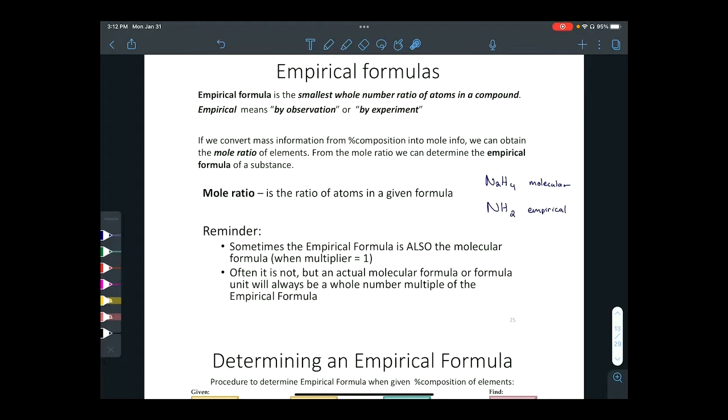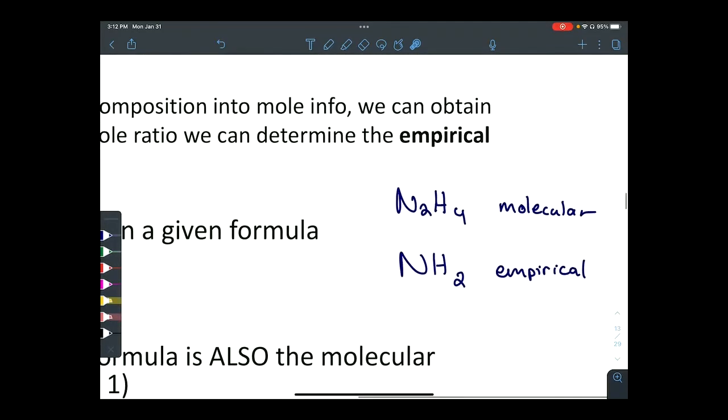So let's think back to the idea of empirical formulas that we talked about in Chapter 2, all right? Empirical formula is just the simplest ratio of atoms in a compound. So let's just remember that. Like when we looked at hydrazine, right? Hydrazine, N2H4, that was the molecular formula, the true composition of the thing. But we recognized we can simplify those subscripts by 2, and NH2 would be the empirical formula.